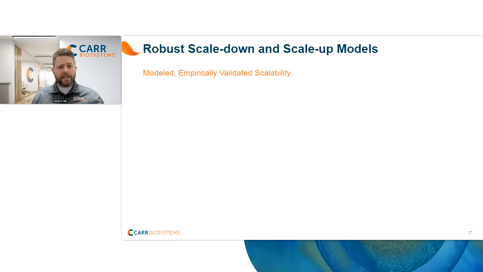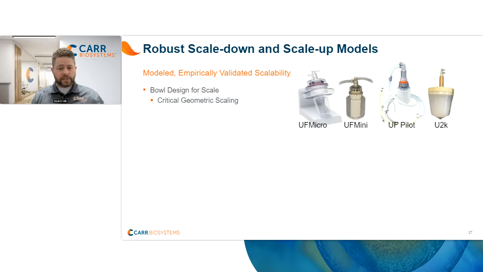So it's great that we have that in terms of scale up, and we show that we have the equipment across the scale. But really the question is, do we get the performance across the scale? And so one of the things we wanted to look at is, can we look at a modeled, empirically validated scalability? That all starts with the bowl design. We've worked very hard to have a bowl design that has critical geometric elements that help scale the performance.